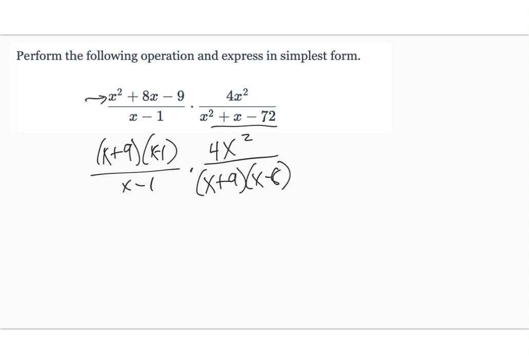All right, I'm going to identify excluded values first. X cannot be 1, x cannot be negative 9, and x cannot be 8.